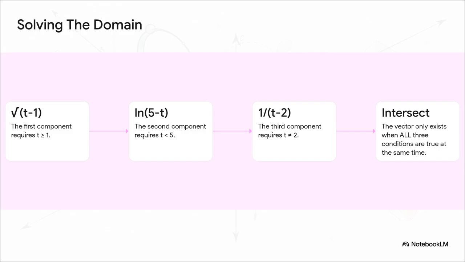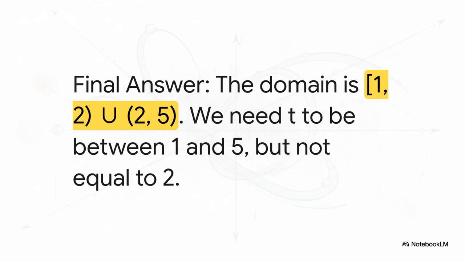We need to find where they all overlap. So if you put it all together on a number line, we need t to be between 1 and 5. But we also have to punch a little hole right at t equals 2. And in interval notation, that gives us our final answer. The domain is the set from 1 to 2, not including 2, combined with the set from 2 to 5. And just like that, level 1 is complete.